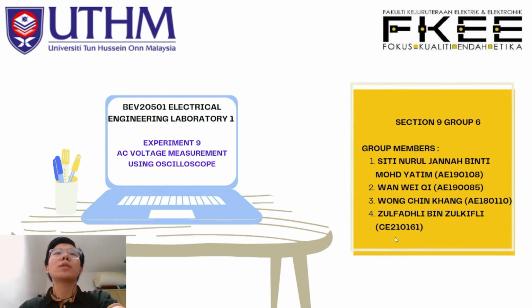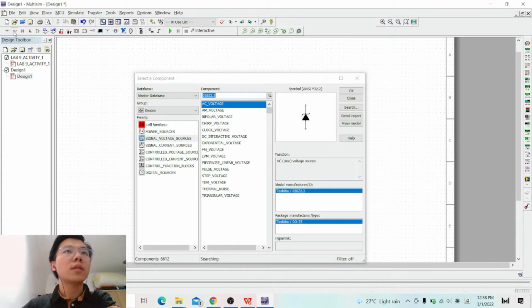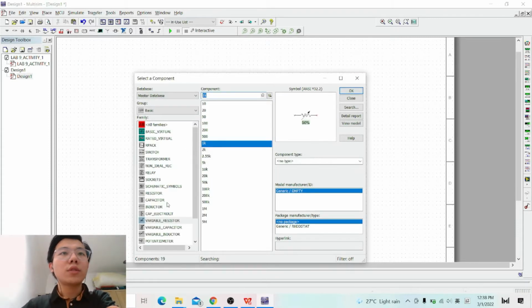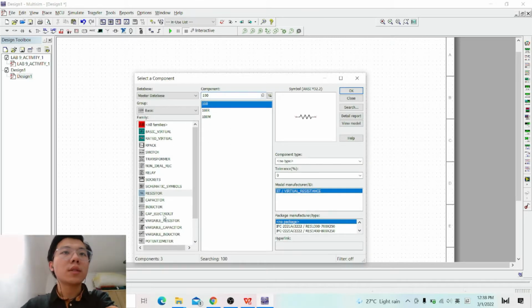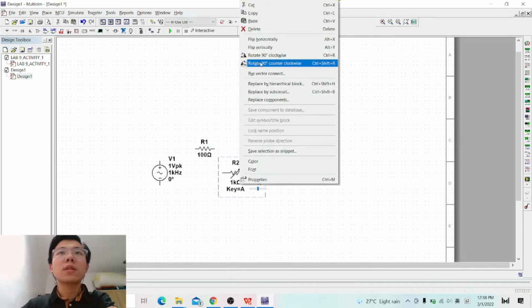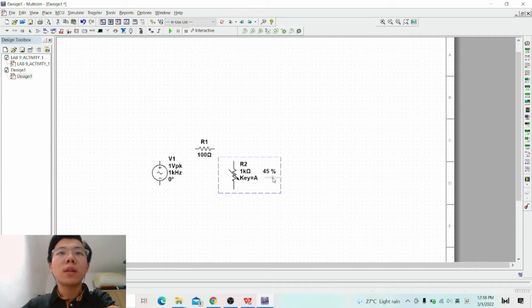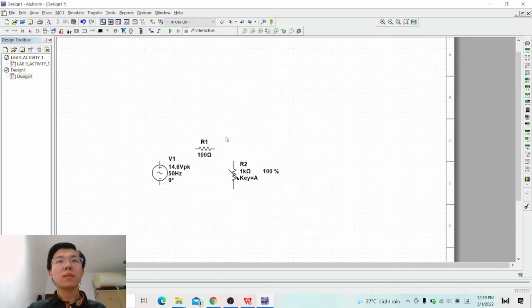And now, I will continue to the presentation for Activity 1. First, we construct the circuit according to the datasheet given. First, we put the AC voltage source. After that, we put a resistor, which is 100 ohm, and we put another variable resistor, which is 1 kilo ohm. After that, we do some arrangement, and the variable resistance is given in the datasheet, and the voltage given is 14.6 volt, and the frequency is 50 hertz.